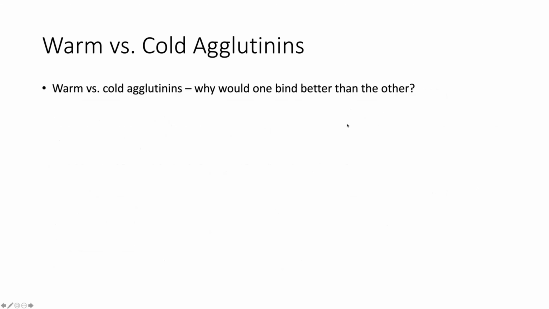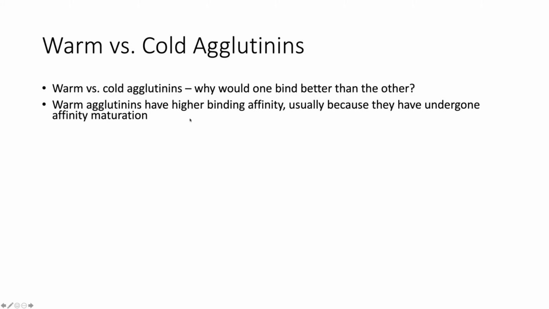So Grace, which one would bind better than the other, and why? We talked about warm versus cold. Would the warm agglutinins bind better because they have a greater affinity? Yeah, and why would they have a greater affinity? What would they have undergone in order to have that greater affinity? Do you mean by the selection process or just by sheer kinetics? I guess both. So warm agglutinins have a higher affinity because they've undergone affinity maturation, that selection process where you have all the B cells multiply and then only the best binders.